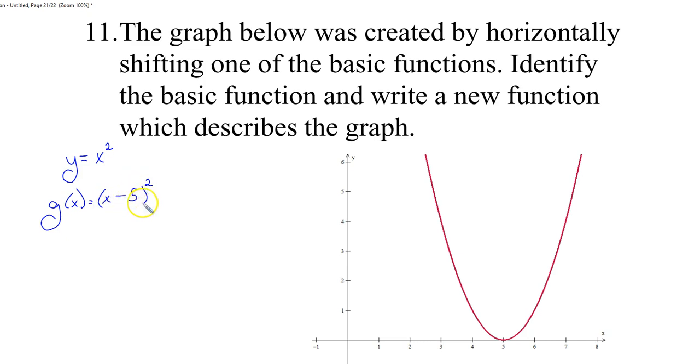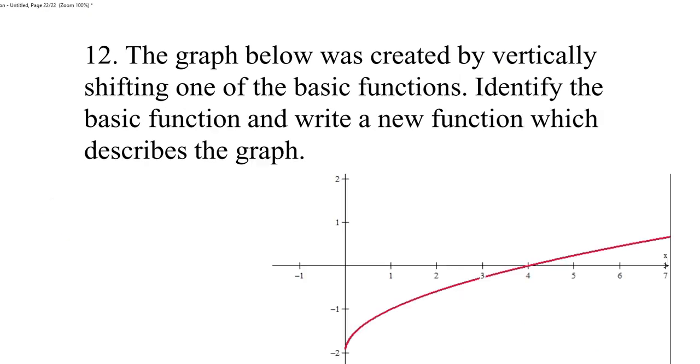Remember, inside the parentheses is the horizontal shift, so horizontal is inside the function, okay? Vertical would be outside. Okay? And remember, the inside movement is the opposite of what we would expect. To check it, x minus 5 equals 0 gives me x is equal to 5, and that's where it's sitting. And this is all you have to do. This is my new function right here. There's my answer. Okay? Right? Let's do one last problem.